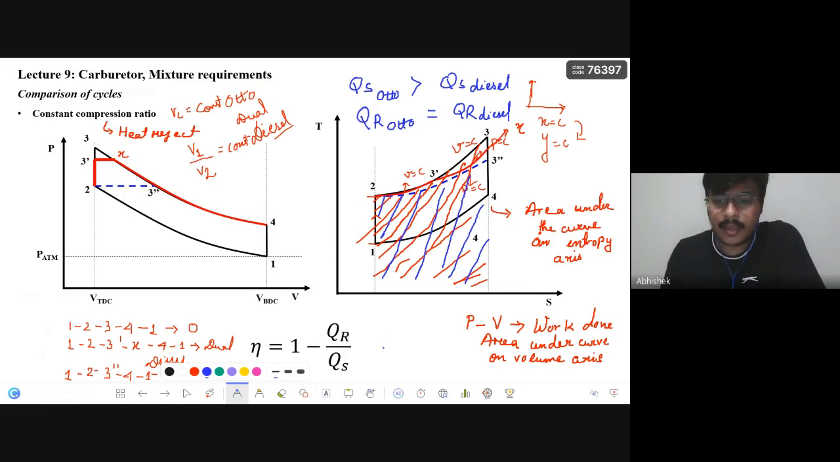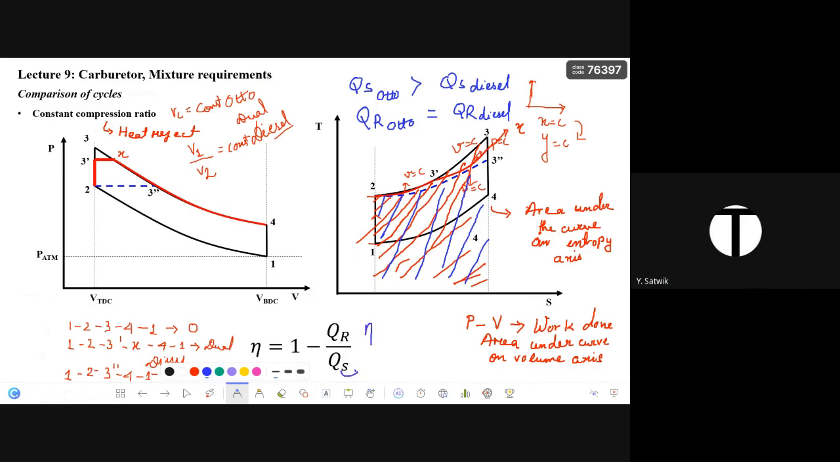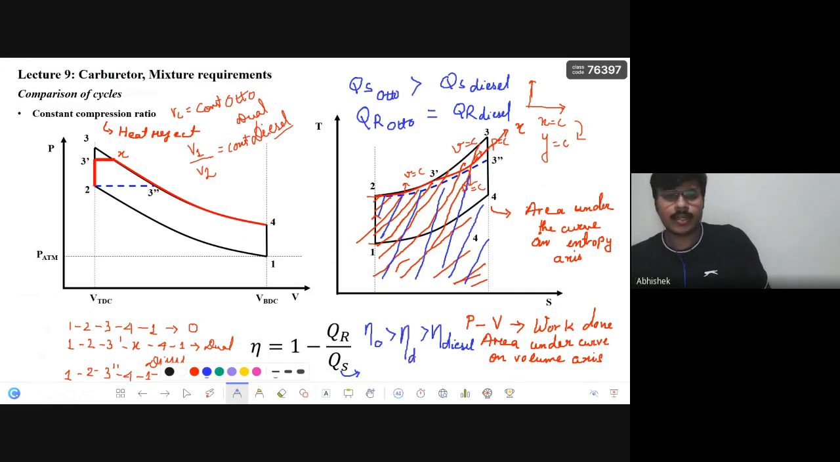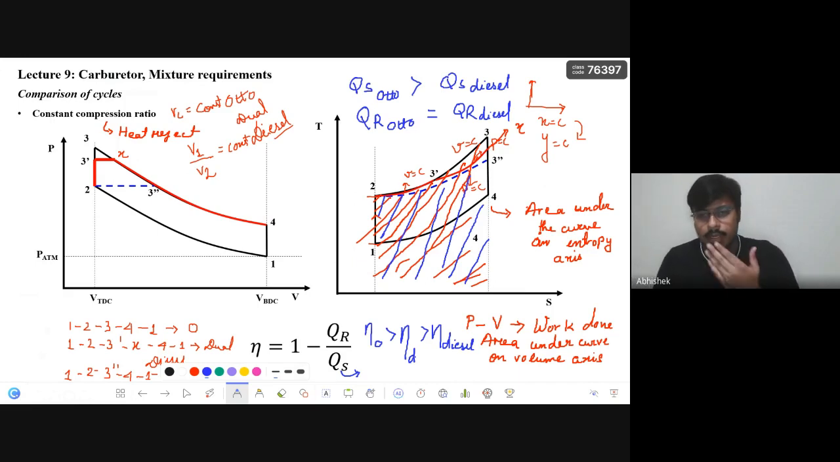So whose efficiency will be higher? Otto cycle, because Q supplied is higher, so this ratio will be lesser. So efficiency will be higher. So Otto cycle's efficiency is higher when the compression ratio is constant. This is diesel. This is dual. So dual is in between both. As I said, this is a type of hybrid, so its performance is always between the Otto and the diesel cycle.